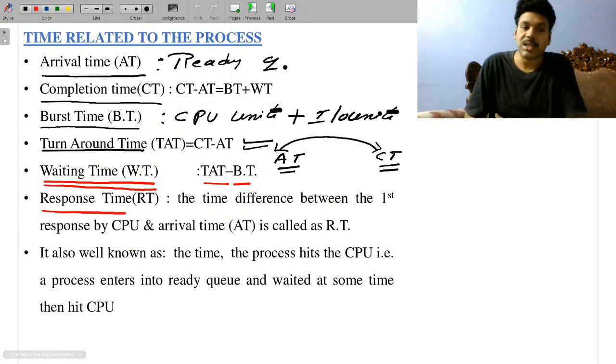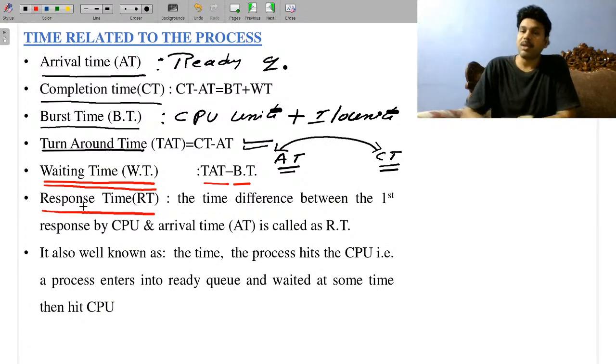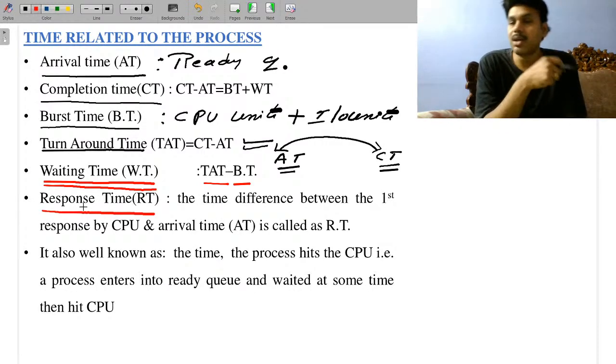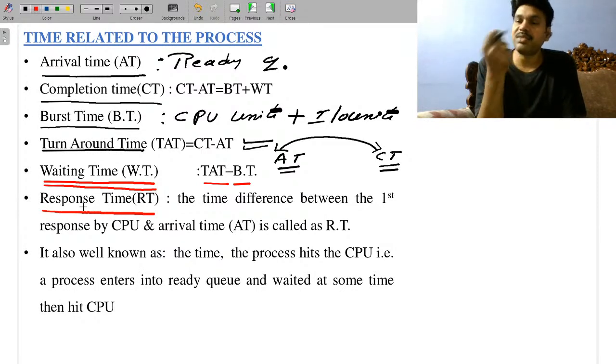So next one is response time. What is the response time? The first hit by the CPU minus your arrival time is the concept of response time only. The response of the CPU differs from process to process. You have arrived at some particular point, but the CPU has not hit you. So when the CPU first hits the process, that time minus your arrival time is the concept of response time.